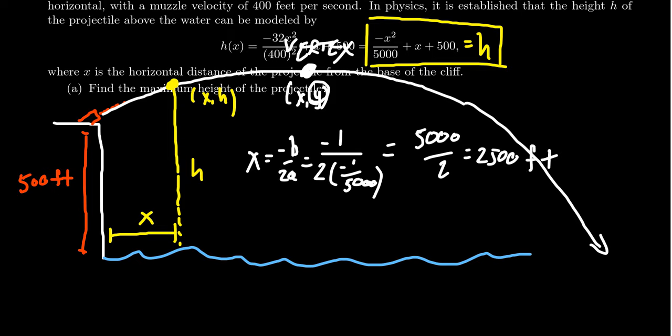Now, what is that 2,500 feet measuring? This is measuring the distance from the cliff to where the maximum height is obtained. So this is how far from the cliff we travel to find the maximum height.